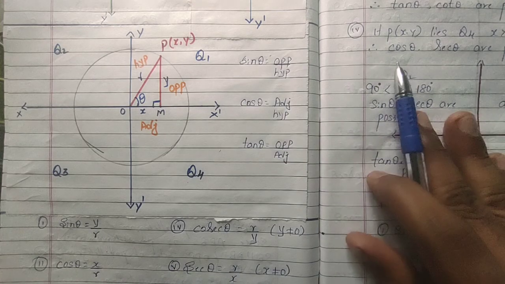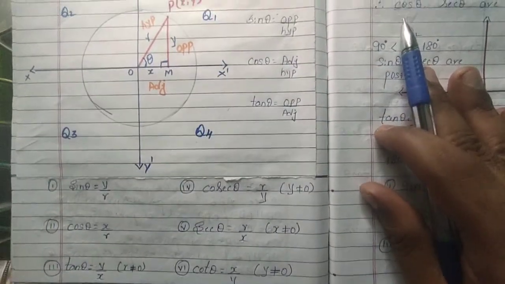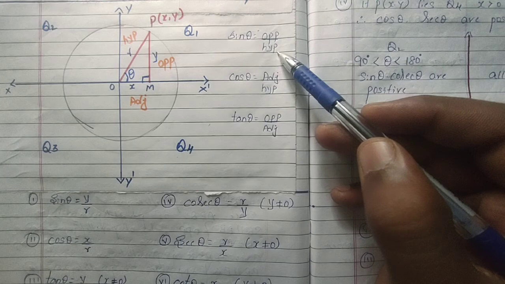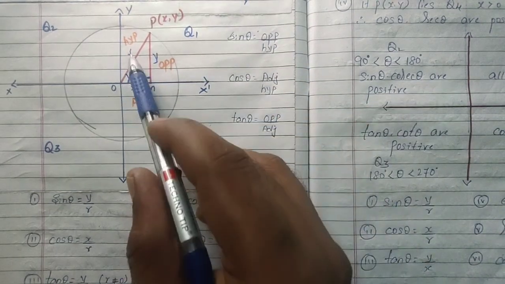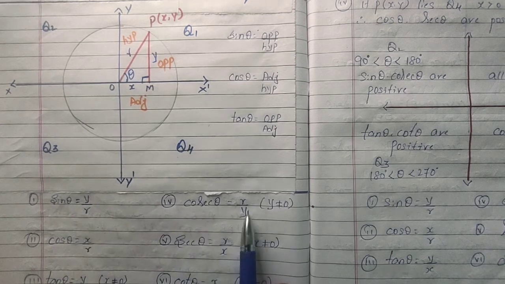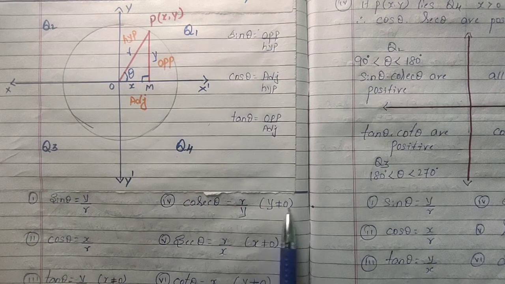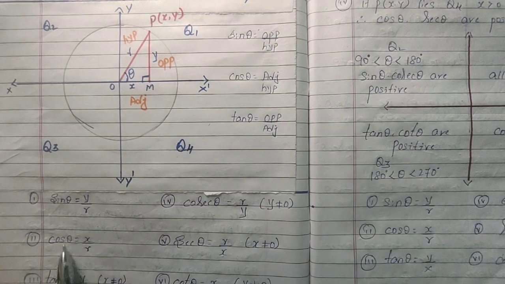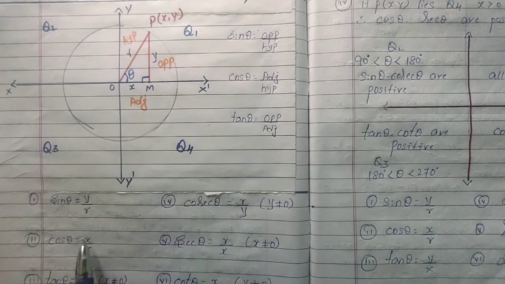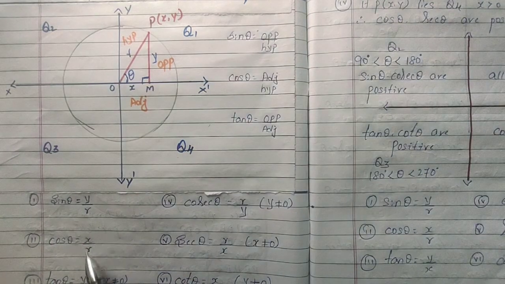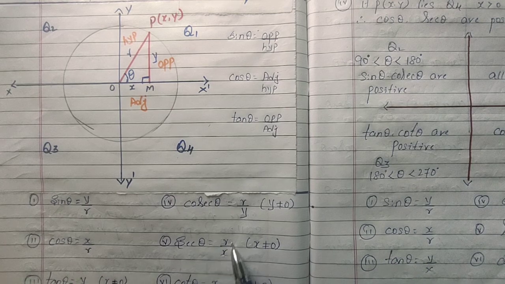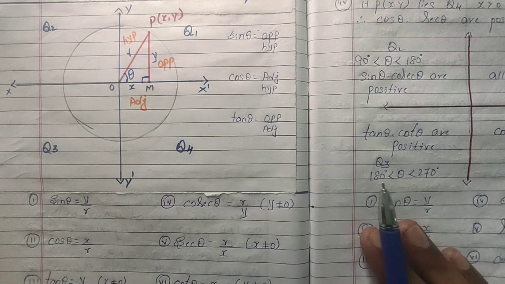See, here sin theta means opposite by hypotenuse. Here y, hypotenuse is r. This reciprocal is cosecant, that is r by y. Y should not be 0. Next, cos theta. Cos theta means adjacent by hypotenuse. Adjacent is x. Hypotenuse is r. So x by r. So cos reciprocal is secant. So r by x. X is not equal to 0.